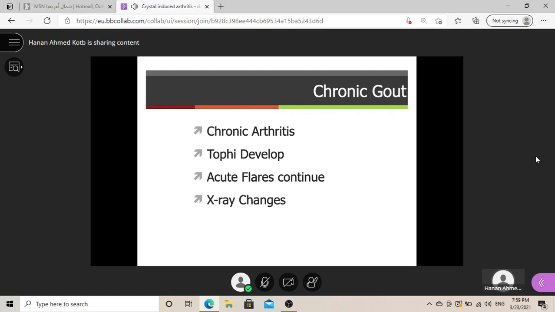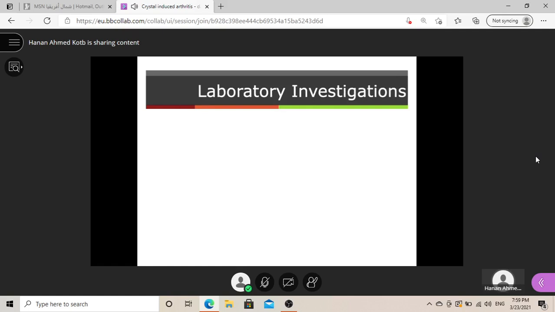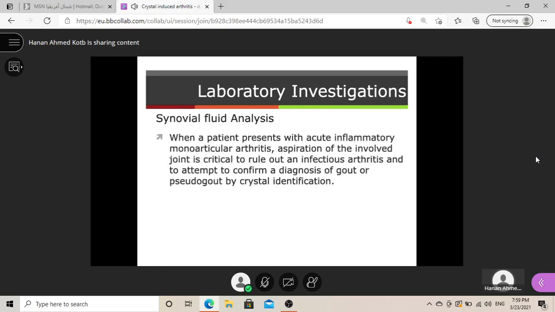يبقى احنا كده اتكلمنا على الاتيولوجي، اتكلمنا على الباثوجينيسيس، اتكلمنا على الكلينيكال فايندينجز أو الكلينيكال برزنتيشن. هنيجي نتكلم دلوقتي على الدايجنوزز. أول حاجة اللابوراتوري انفستيجيشنز. تفتكروا ايه أهم حاجة؟ لو حد منكم فكر hyperuricemia، هقول لكم hyperuricemia is just elevation of serum uric acid. And مش كل الهايبريوريسيميا associated with gouty attacks. لكن the best laboratory investigation هو إن أنا أعمل synovial fluid analysis.